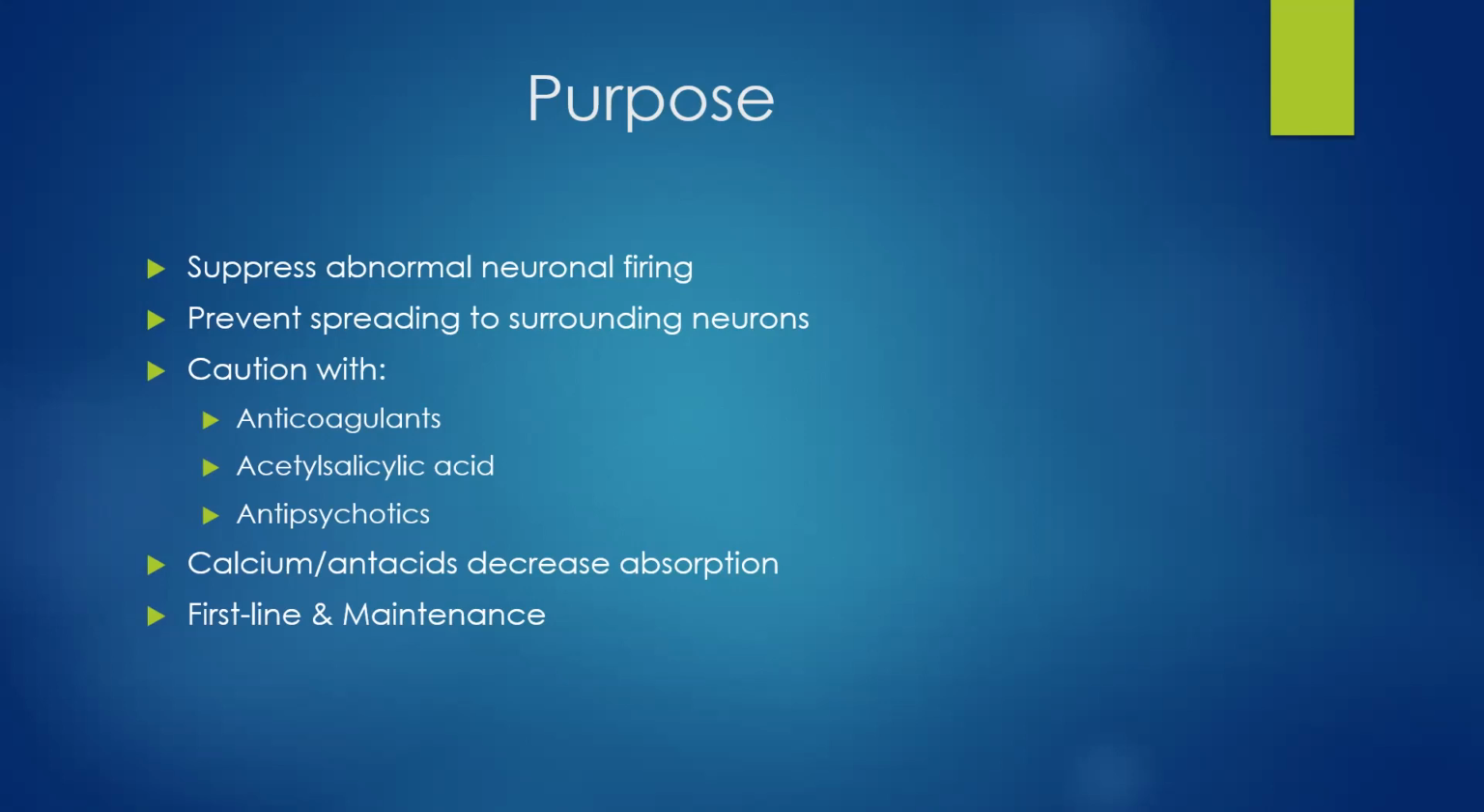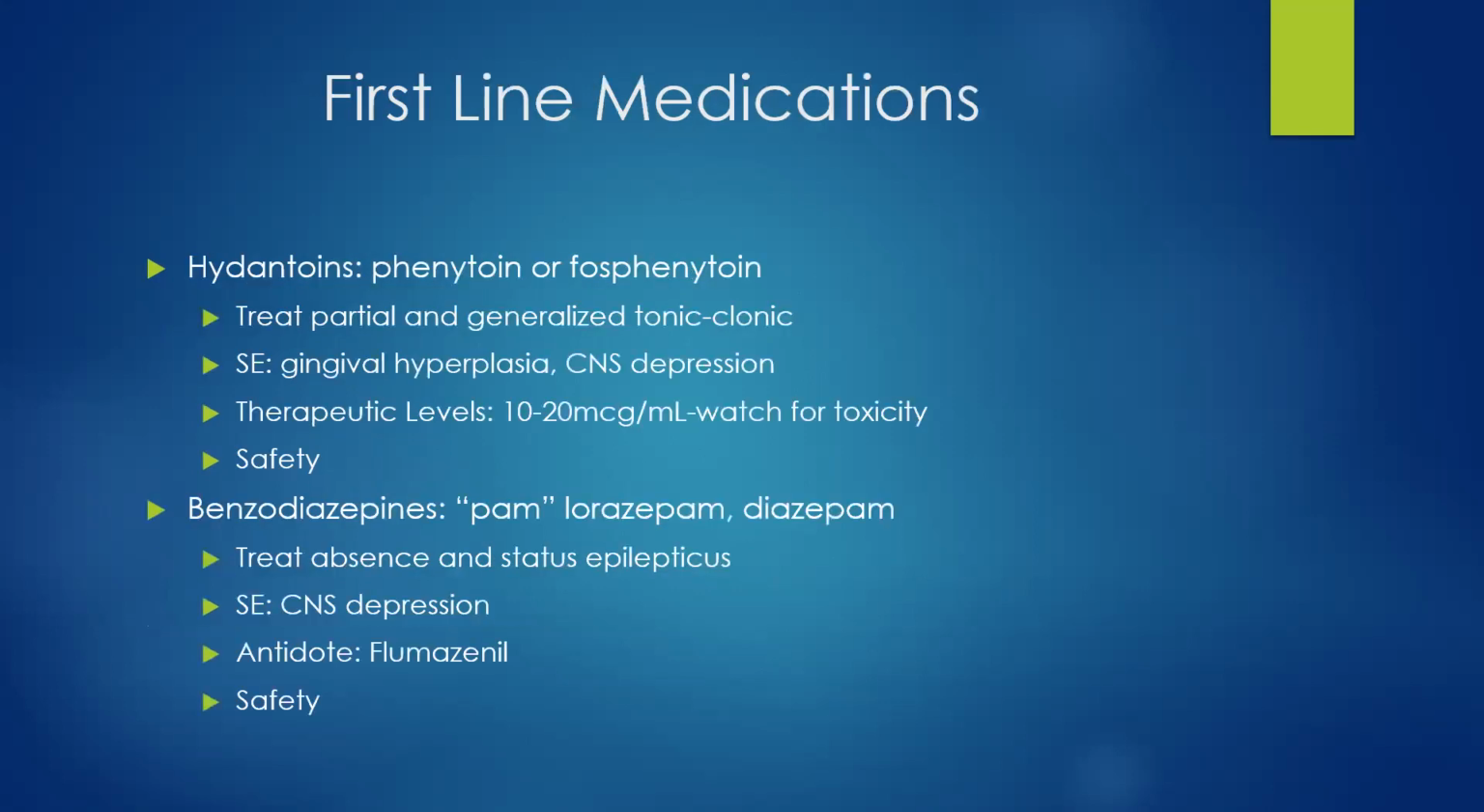The other thing is we have first line drugs that we use in an emergency situation, and then we have what we call maintenance drugs. And again, this would be our more long-term seizures or epilepsy disorder. So first of all, let's talk about our first line medications. What are the first things that we're going to go to?